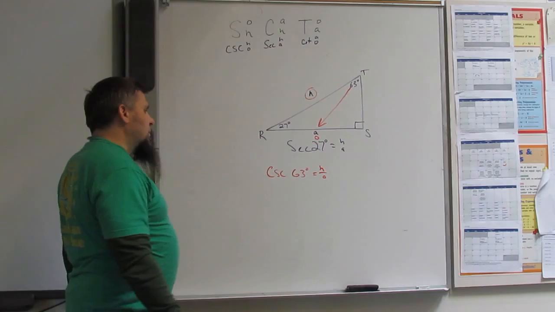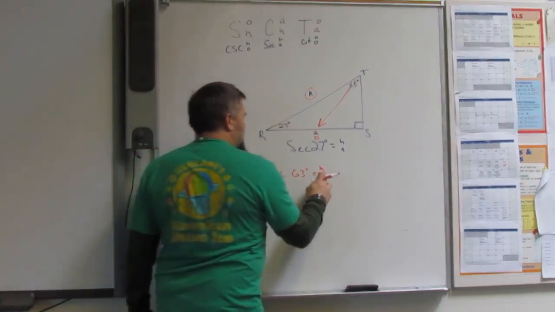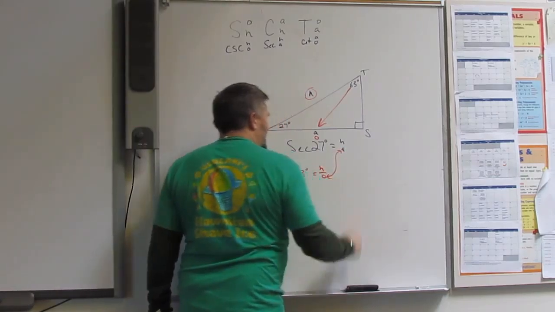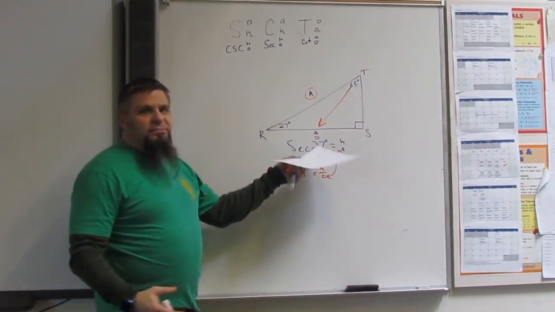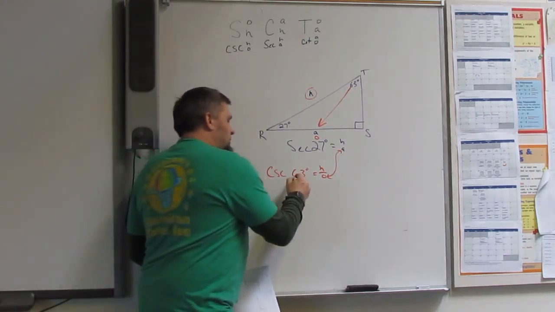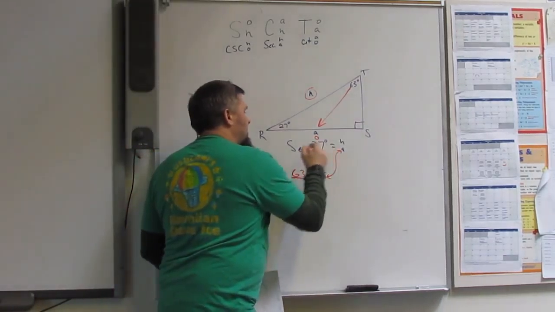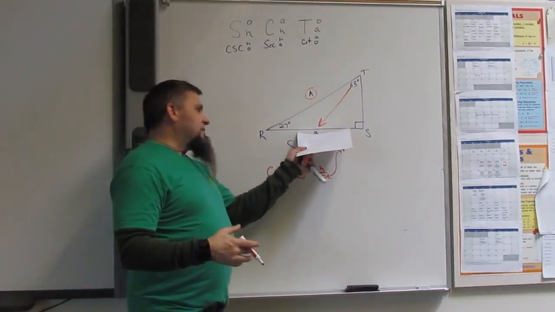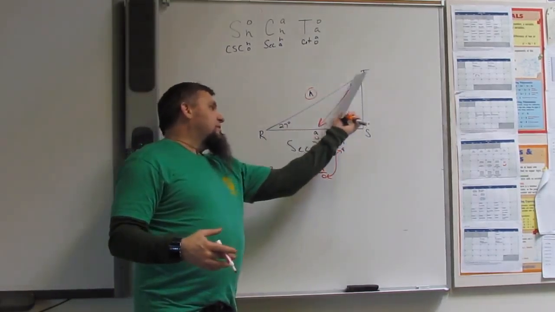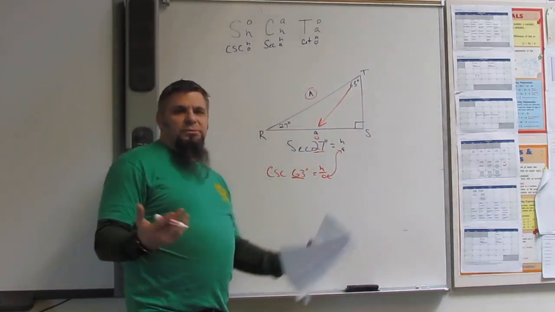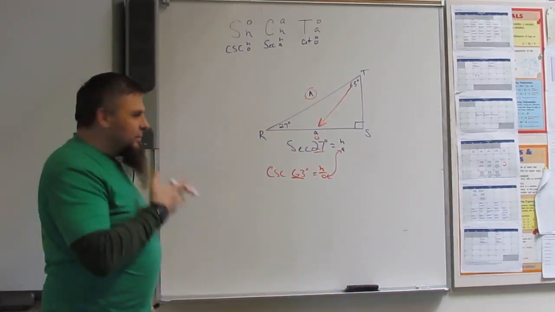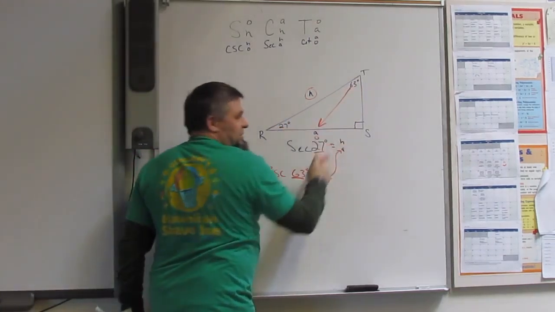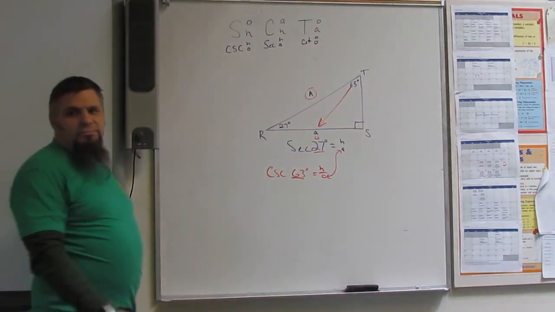Does that say h over a right there at the bottom? This is h over o. Because the o and the a are the same side. Just talking about the 63, or with respect to 27, that side is actually a. But with respect to 63, that side is o. Does that make sense? It's opposite of 63, but it's adjacent to 27.